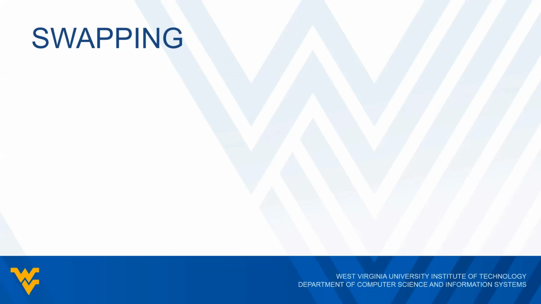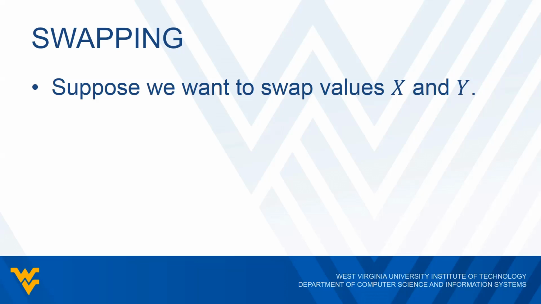Let me explain the swapping in just a little bit more detail, that way you understand why we need a little extra memory in order to make this work. So let's say we want to swap the values of x and y. I'm just going to put it up here.